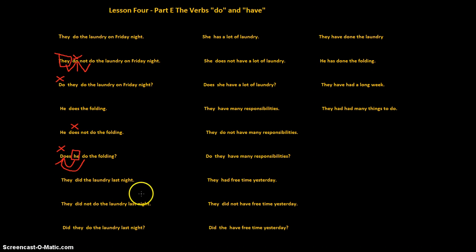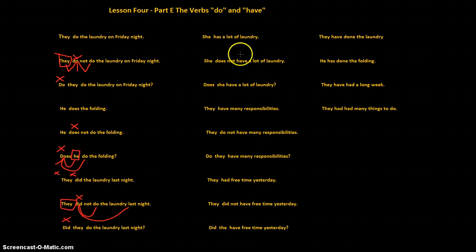They did the laundry last night. Now in this sentence, the X word places are empty. And we'll take a look at the ties. They did not do the laundry. Did they do the laundry? The subject is they. It's between the two X word places. Did ties with do. Did, of course, also ties with last night. Do is the base form.